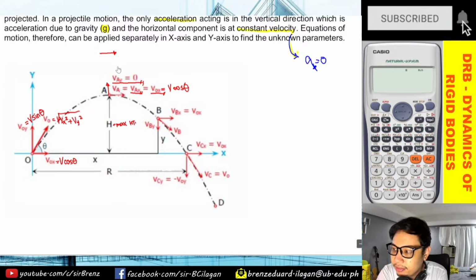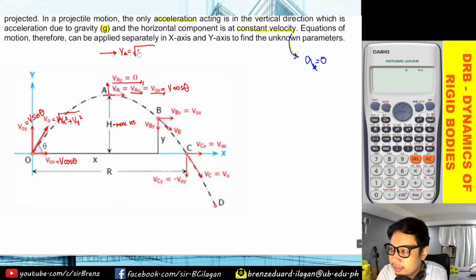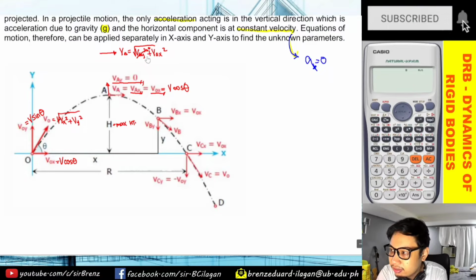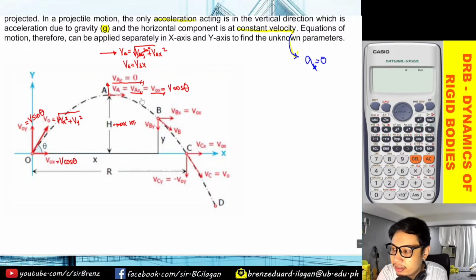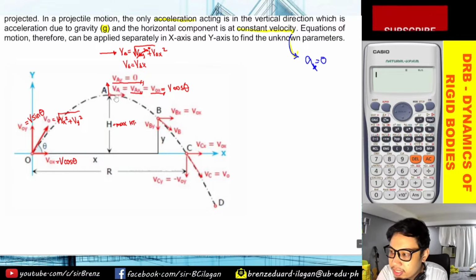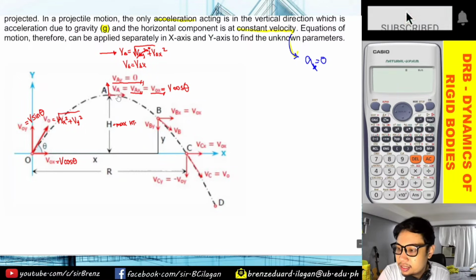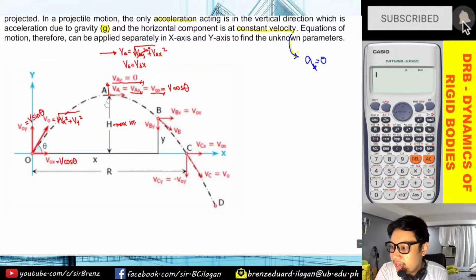So, ganun lang din dito. Para makuha mo yung v sub A, wala ka nang v sub A y. So, yan ay equals na lang sa square root ng v sub A y squared plus v sub A x squared. Since ito is equals na sa 0, squared tapos square root, di ba ang v sub A is just equals na lang sa v sub A x. So, ayan yung sinasabi niya, or yung resultant na velocity mo is nakalapat na lang din along the x-axis. So, next, ito yung kanyang h, ito yung maximum height. And yung r mo, ito yung maximum range.